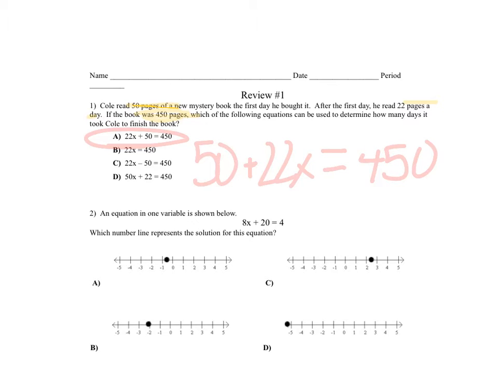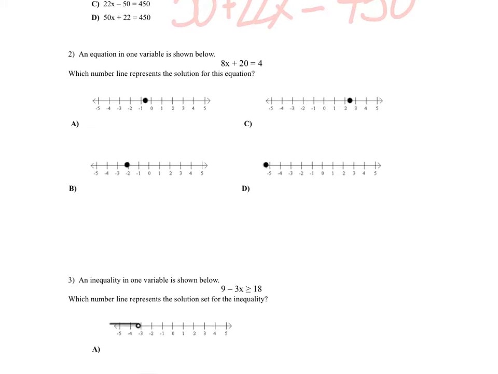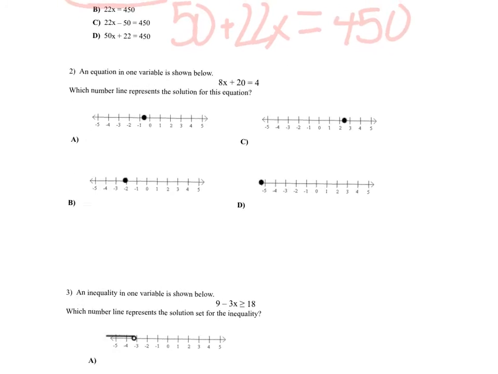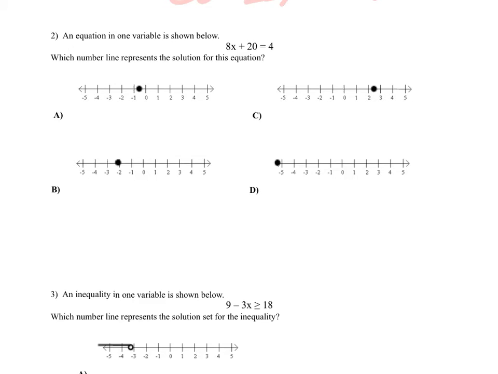Okay, number 2. An equation is shown below. It's 8x plus 20 equals 4. Sorry, trying to make it a little bit bigger. Which number line represents the solution? Okay, so first we're going to highlight what's important. This is important, and which number line represents the solution. So here we're going to solve for 8x plus 20 equals 4.